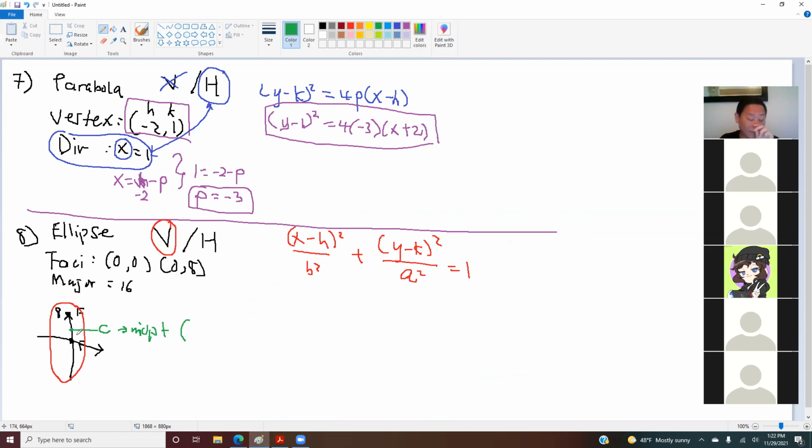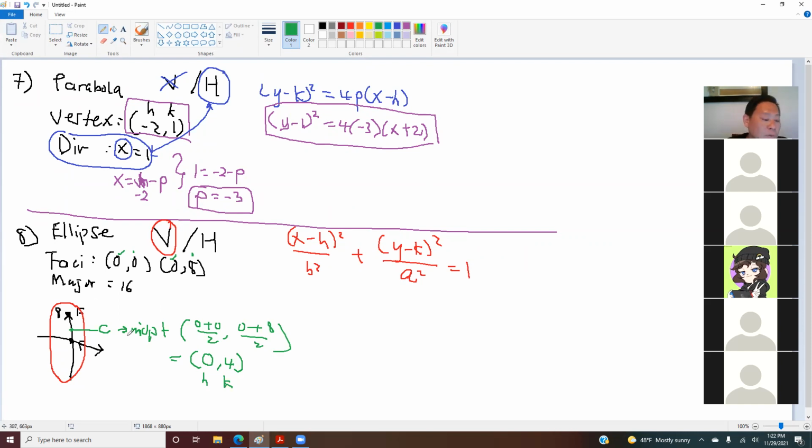In order for us to find the midpoint, you just need to add your focus points and divide by 2. So (0 plus 0) over 2, (0 plus 8) over 2, because your x's in this case are zeros and your y's are 0 and 8. You add up, divide by 2. So your midpoint in this case is (0, 4). So this is your h, this is your k.